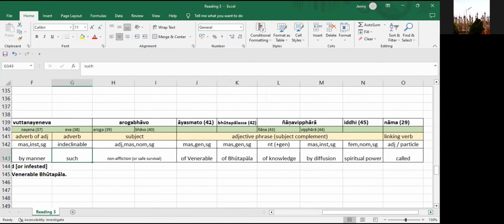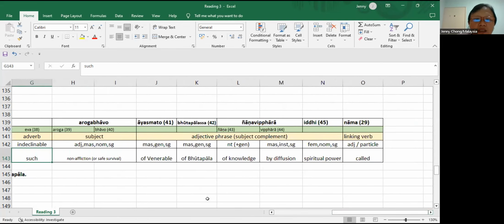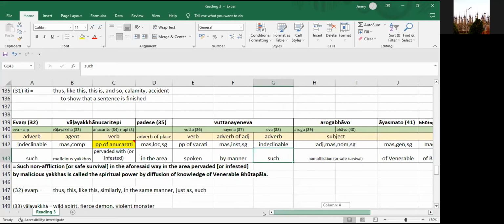Okay, main word. What's the main word? The whole sentence, the last part. Yes, yes. Okay, so actually you should describe the subject. The spiritual power is by Aroga Bawa, the diffusion of knowledge of the Buddha. Okay. So the subject is Aroga Bawa.